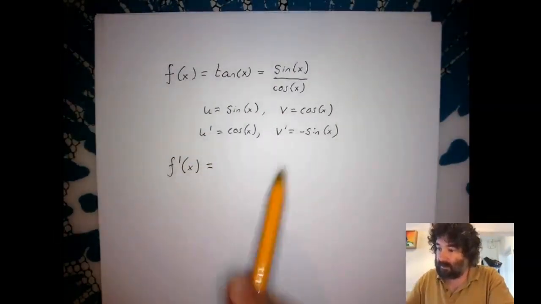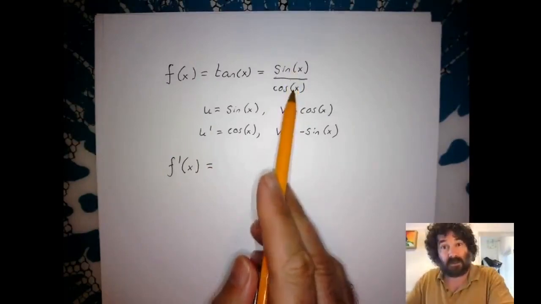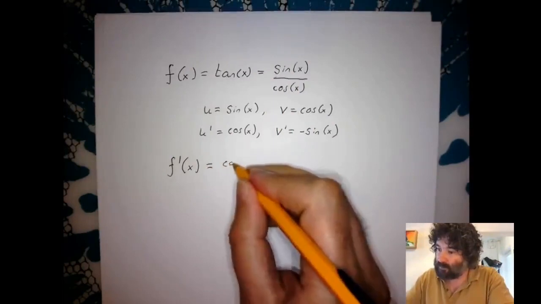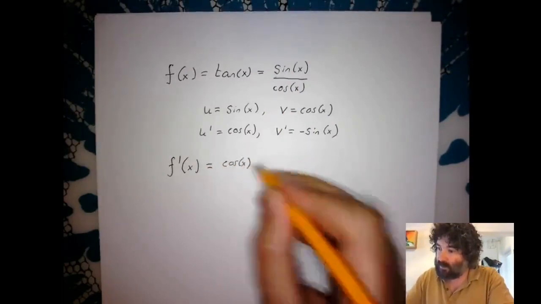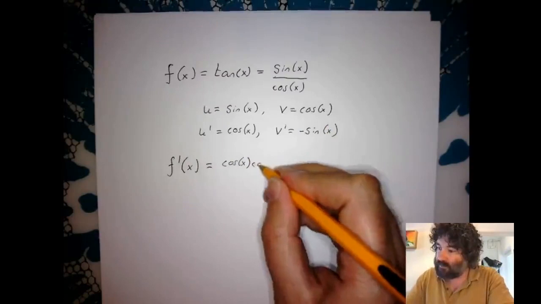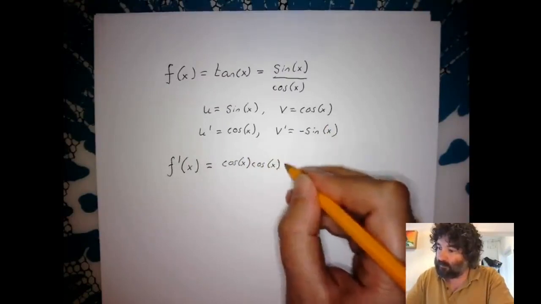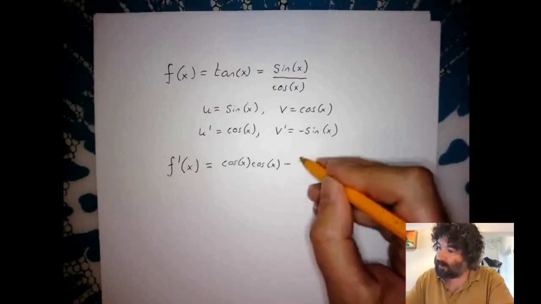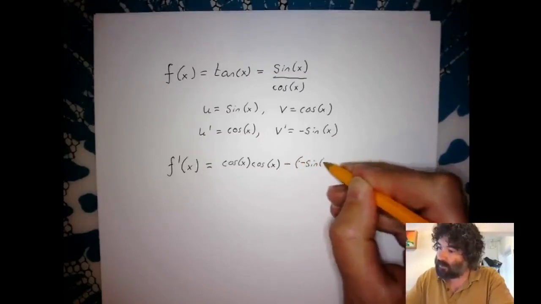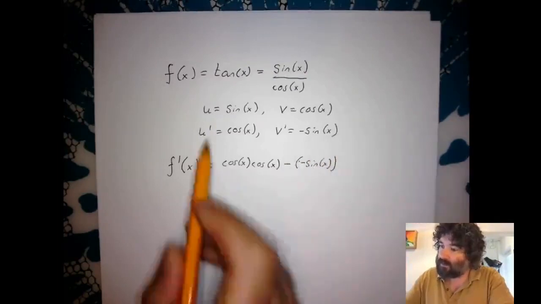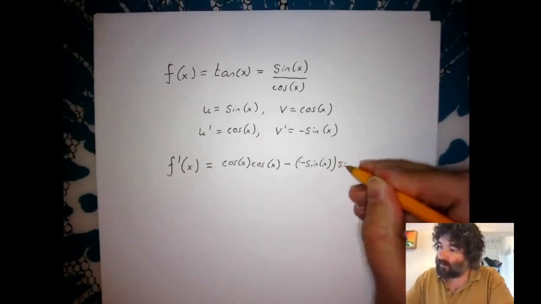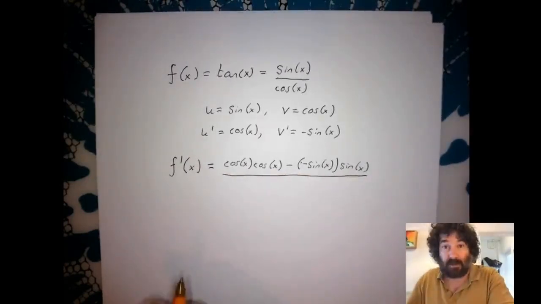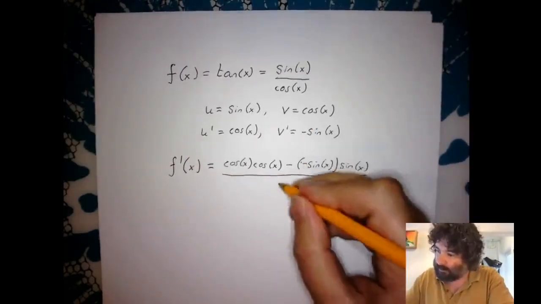The derivative of f is this quotient of sine of x and cosine of x. That's going to be u prime, cosine of x, times v, which is also cosine of x, minus v prime, which is minus sine of x, times u, which is sine of x, divided by v squared, cosine squared.